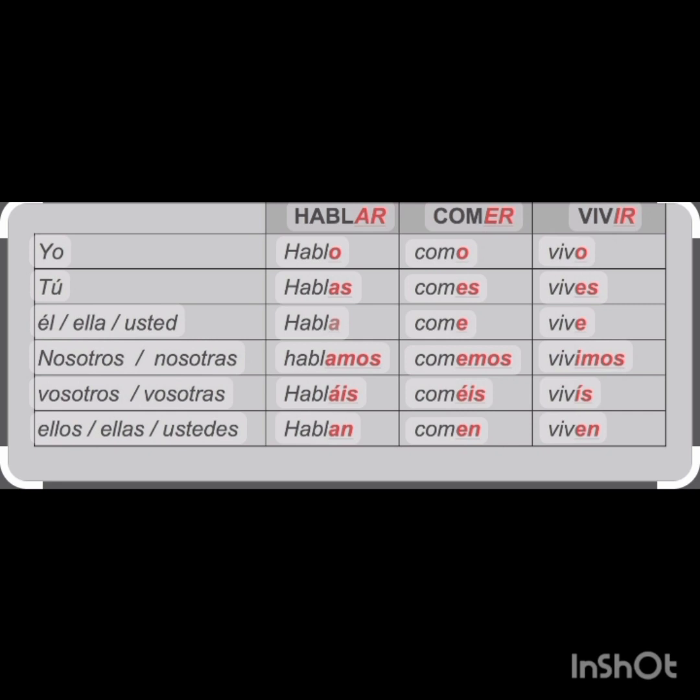Here is a table showing the conjugation of verbs in the present tense. The pronouns are yo, tú, él, ella, usted, nosotros, nosotras, vosotros, vosotras, ellos, ellas, and ustedes. Hablar means to talk or to speak. Yo hablo, I talk. Tú hablas, you talk. Él, ella, usted habla. He or she talks or speaks. Usted habla would be you talk.